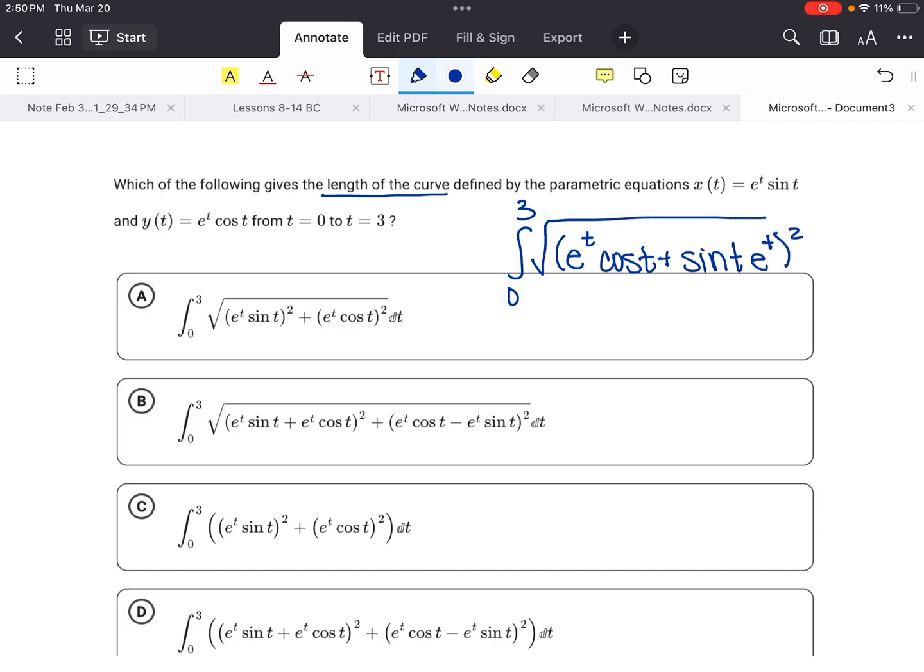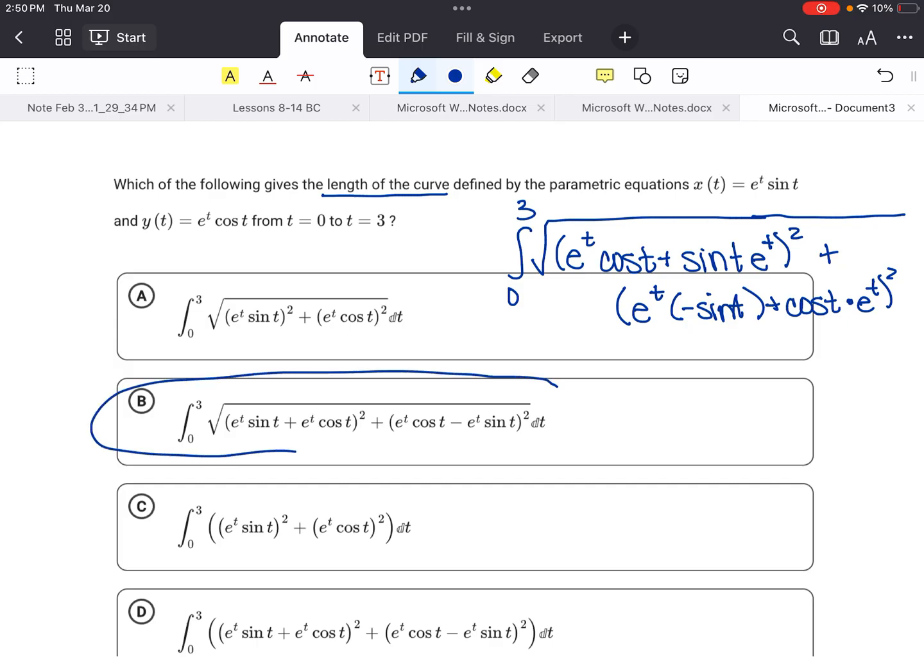There's x prime plus, now I need the derivative of y. First times the derivative of the second plus the second times the derivative of the first, squared. So which of these is equivalent to that? You can pause this and look through the choices if you need to, but it's this one.